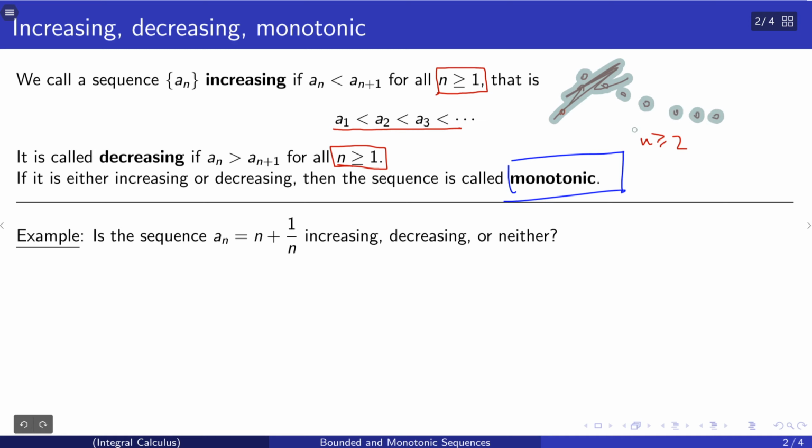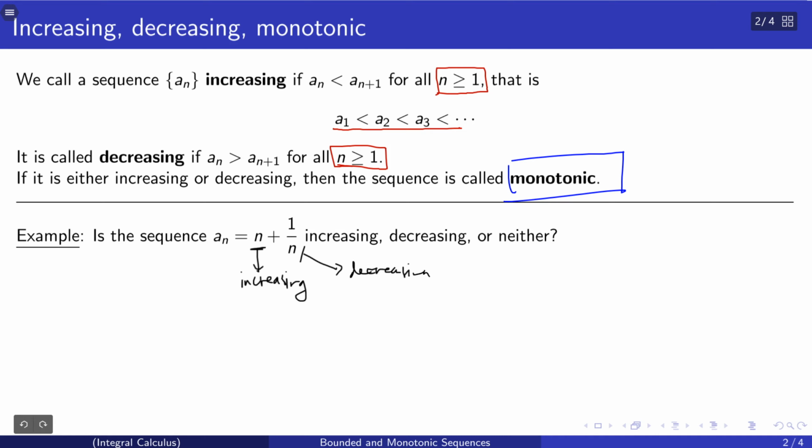Okay, and so a few examples here. How can you actually tell whether a sequence is increasing or decreasing? Look at n plus 1 over n. The n term here, clearly increasing, goes up, while the 1 over n term here is decreasing. So what would we do here? Well, one thing you can do at the beginning is start plugging in numbers and just see what we get. When n equals 1, that's 1 plus 1, which is 2. When n equals 2, that's 2 plus 1/2. When n equals 3, that's 3 and 1/3. 4 and 1/4 for n equals 4, and so on.